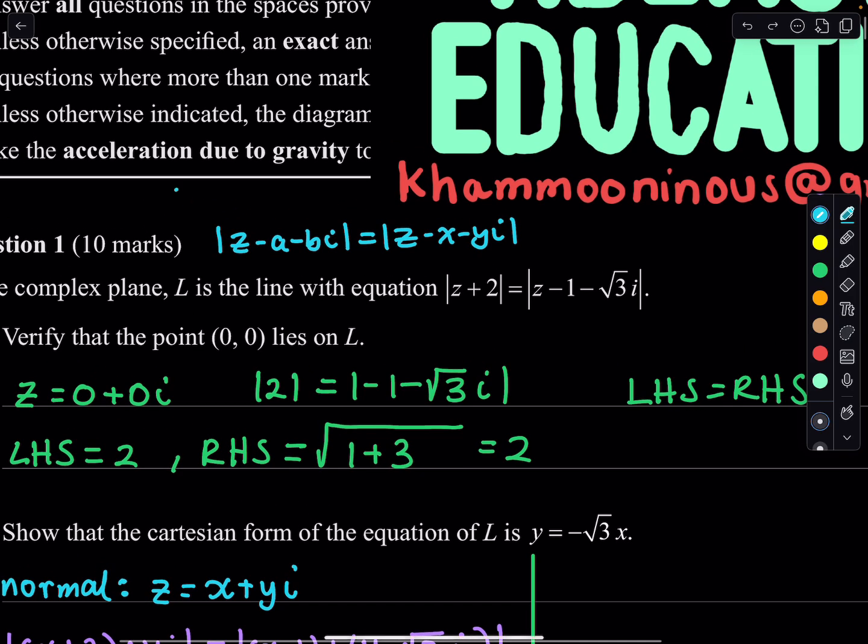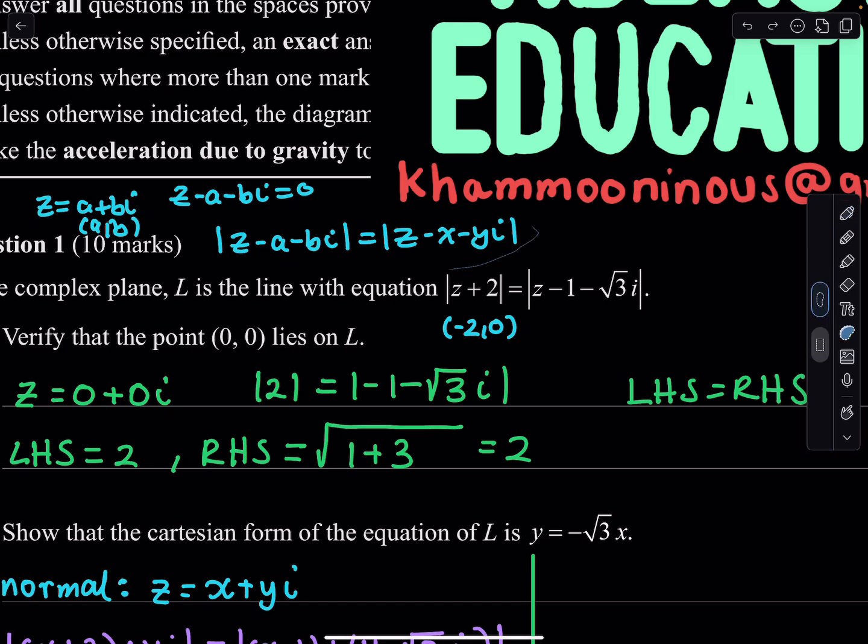So let me explain. If I solve the inside for this one, z minus bi equals 0, and hence z is, of course, just a plus bi. This is my coordinate, so it's (a, b). For example, this one here, do the same. You solve this, it's going to give you negative 2, so your coordinate is just (-2, 0). Remember, when it has an i, it's the y coordinate. So just think of it like that.